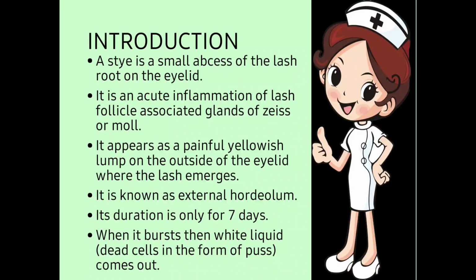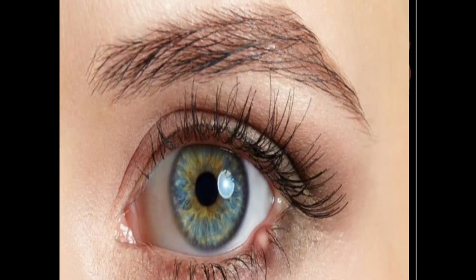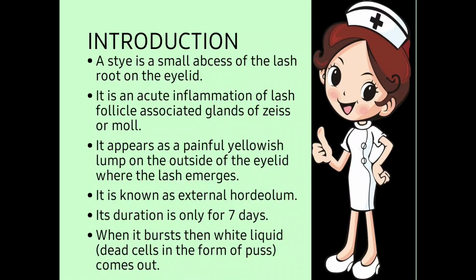The word external is used here because it is present externally. Externally you can see the stye. So externally you can see, that is why it is known as external hordeolum. Its duration is only 7 days. After 7 days it goes away.